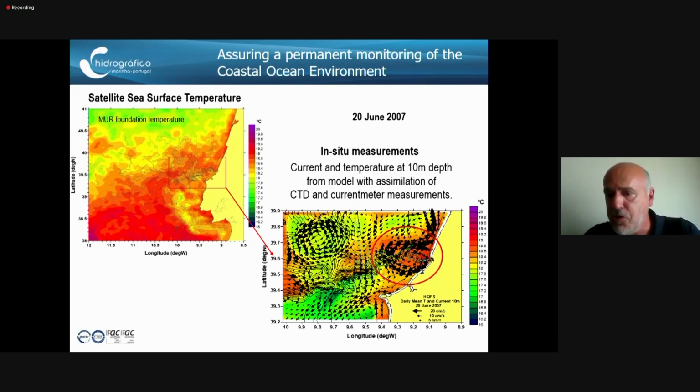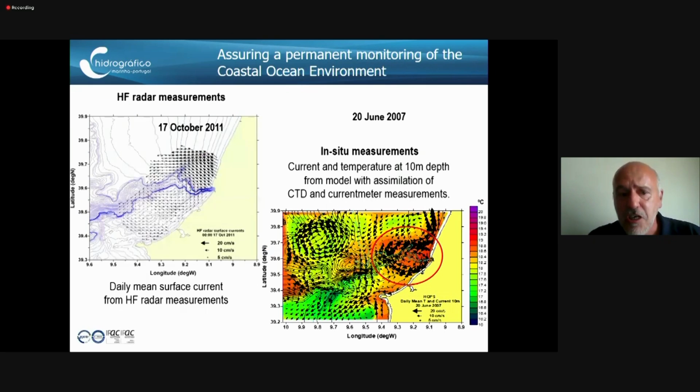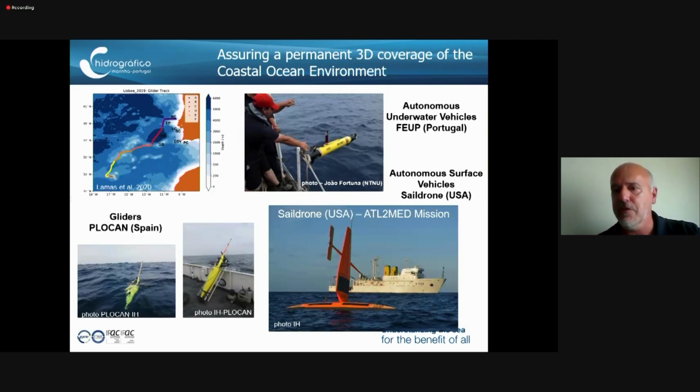For example, these closed circulation cells that here are associated with the presence of the submarine canyon, and that develop during periods of transition of wind forcing that are not really depicted or identified in the satellite imagery. The HF radars can, in fact, provide a view of these processes, but still this is surface information. And this process, like the slope current that I mentioned during the Prestige crisis, are processes that affect the water column, that are linked to the water column. So we need to assure a permanent three-dimensional cover of the ocean.